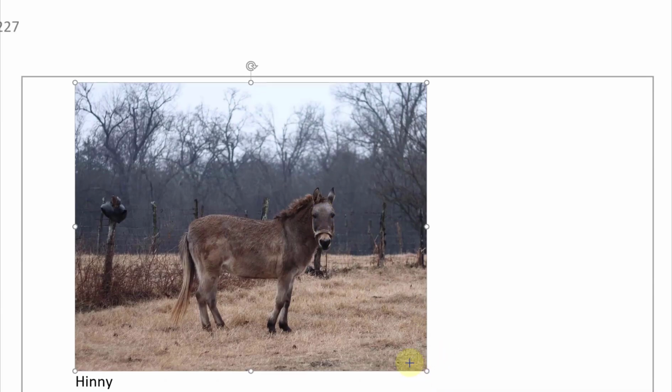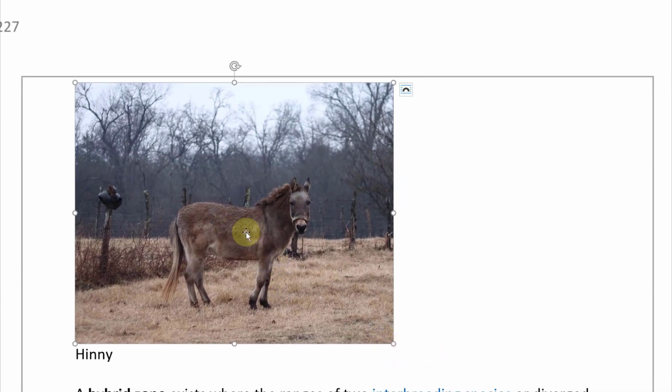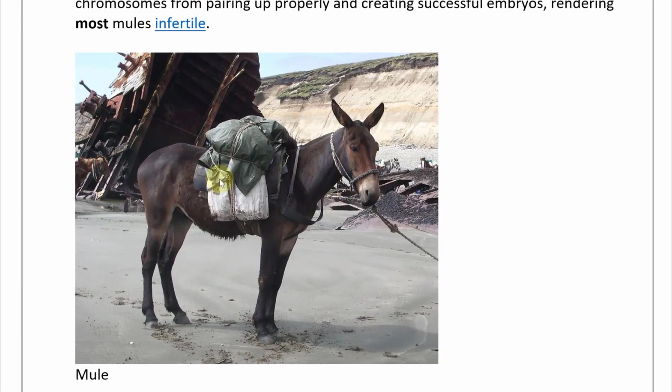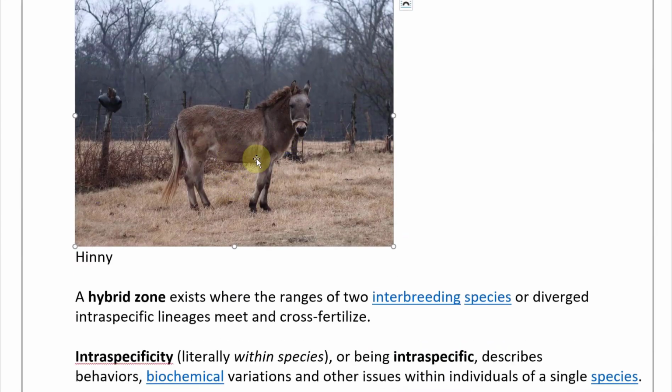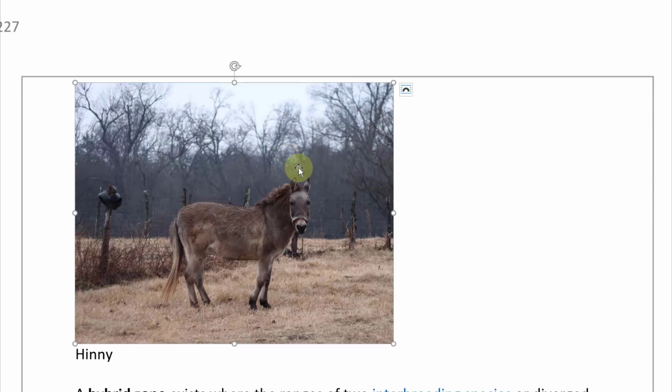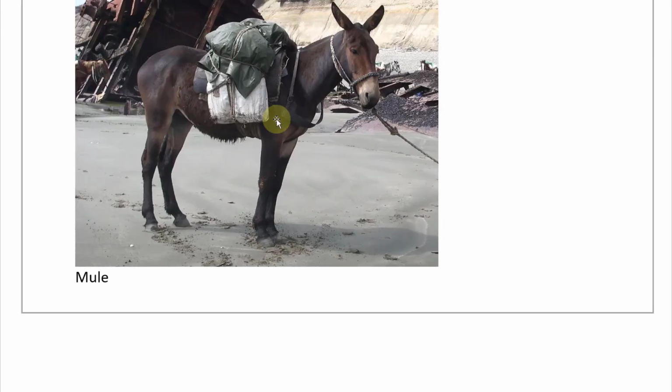Notice the difference in just these two images right there. This looks more stocky and hairier. This one looks more like a horse. Very fast. This looks more like a mule. Yeah, I mean, this looks more like a donkey, not a mule. This is a mule. Yes, a donkey.